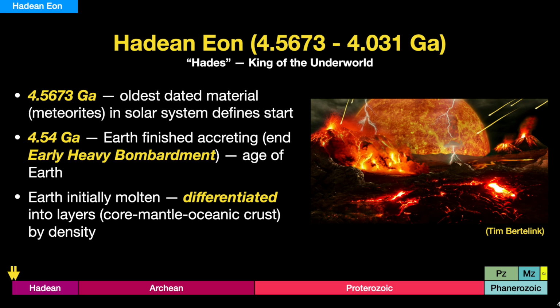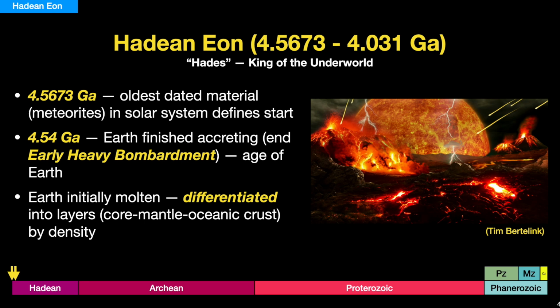The start of the Hadean Eon is defined as the oldest material in the solar system. These are meteorites. These date back to 4.56 billion years ago, just a few million years shy of Earth's final formation. Earth finished accreting by 4.54 billion years ago. This accretion was known as the early heavy bombardment, when all the planetesimals collided together, fused to form the planets, including Earth. So 4.54 is the age of Earth.